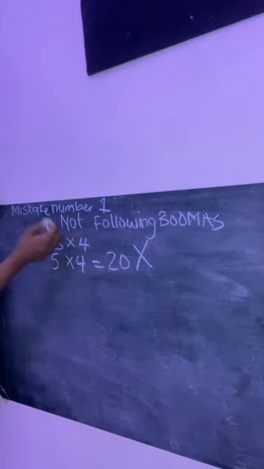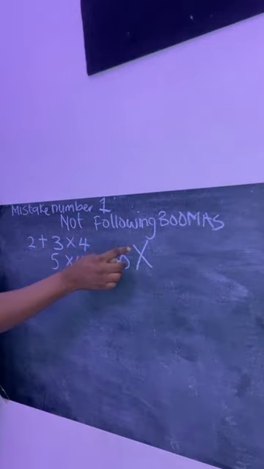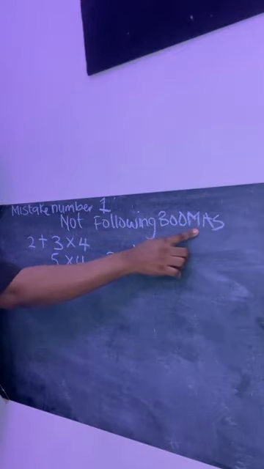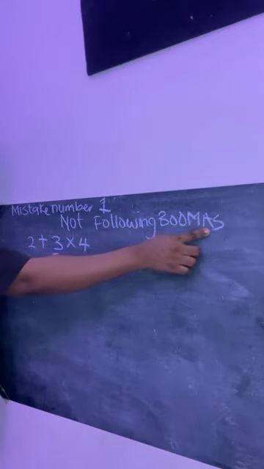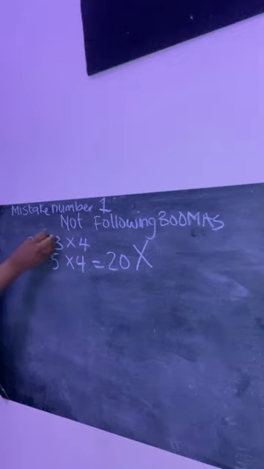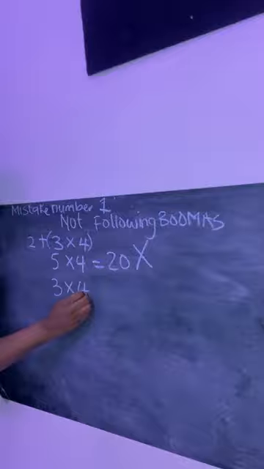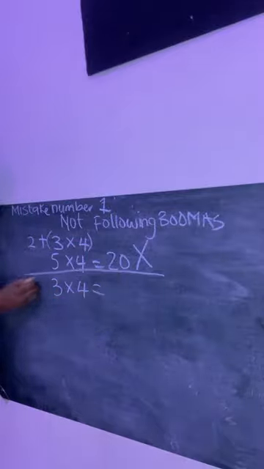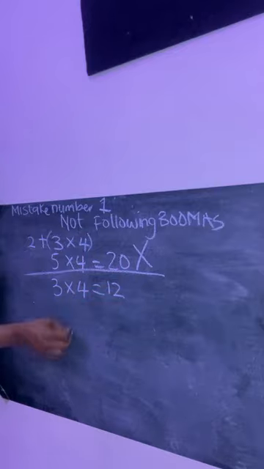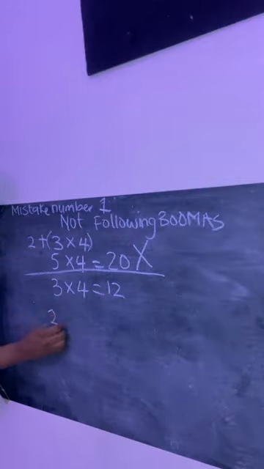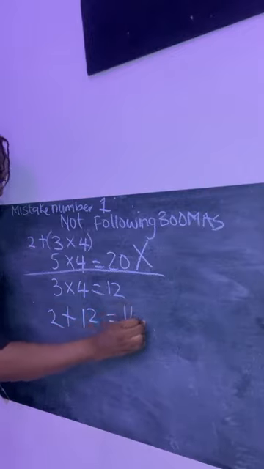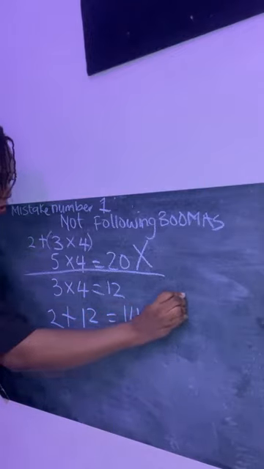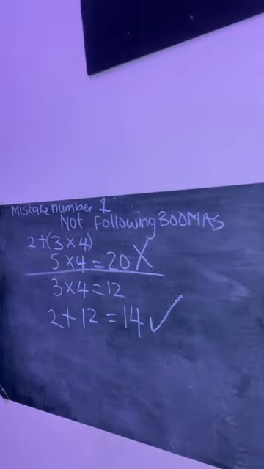So let's solve it following BODMAS. Remember, our multiplication comes first before our addition. So we have to do our multiplication first. 3 times 4. So 3 times 4 is what? 3 times 4 is 12. Before we go to our addition, look at our addition here. So that would be 2 plus 12 equals 14. This is the correct answer.